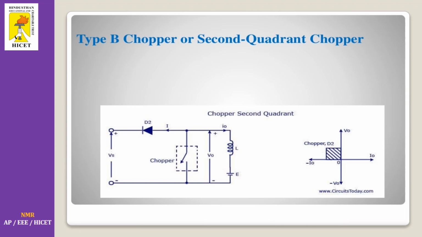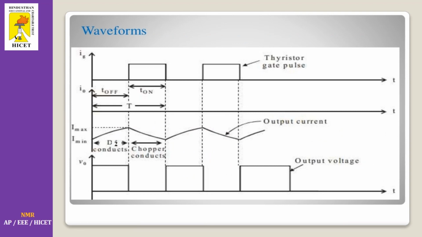The circuit diagram of Type B chopper is shown in the figure. The circuit diagram consists of diode, chopper, inductor and the battery. The waveform of Type B chopper is shown in the figure. It is clearly stated that during the on state only, the output becomes 0.